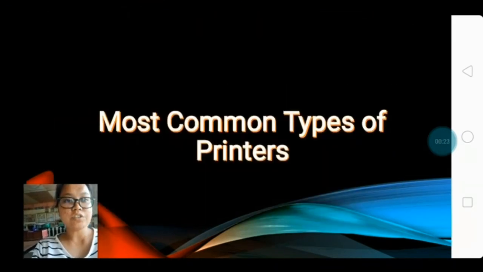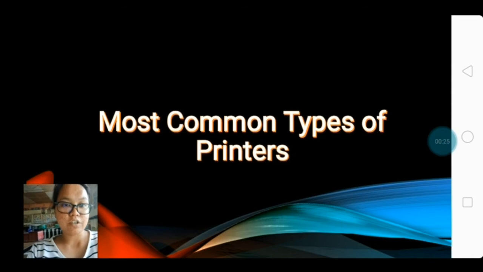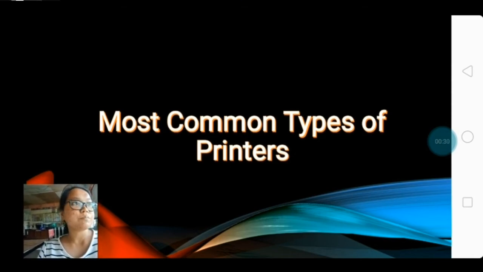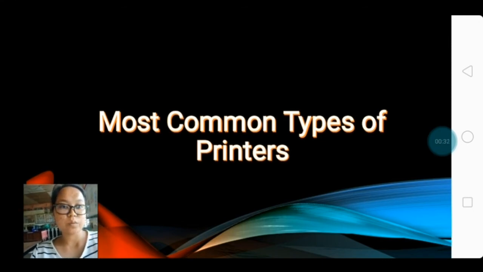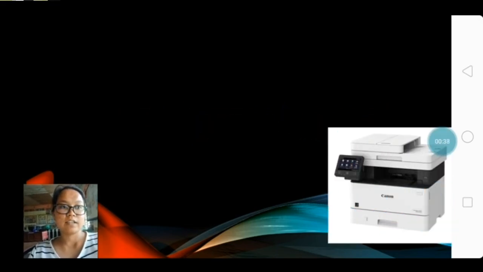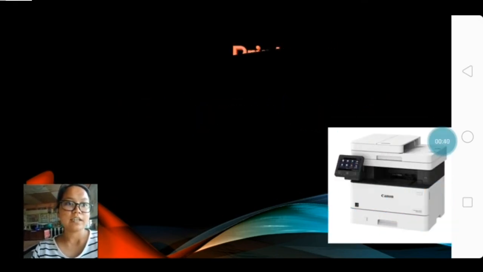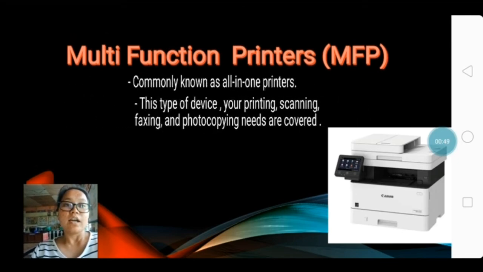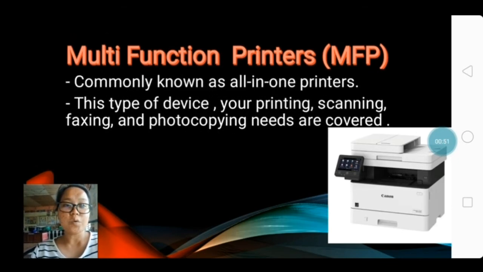Okay, let's move on to the most common types of printer. So, what are the most common types of printers that we usually see in the offices or in the school? So, first is the multifunction printers or MFP.